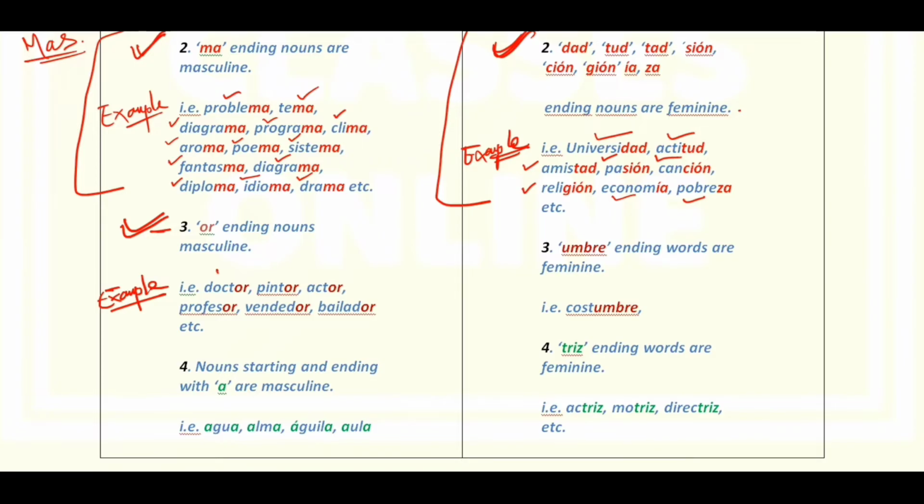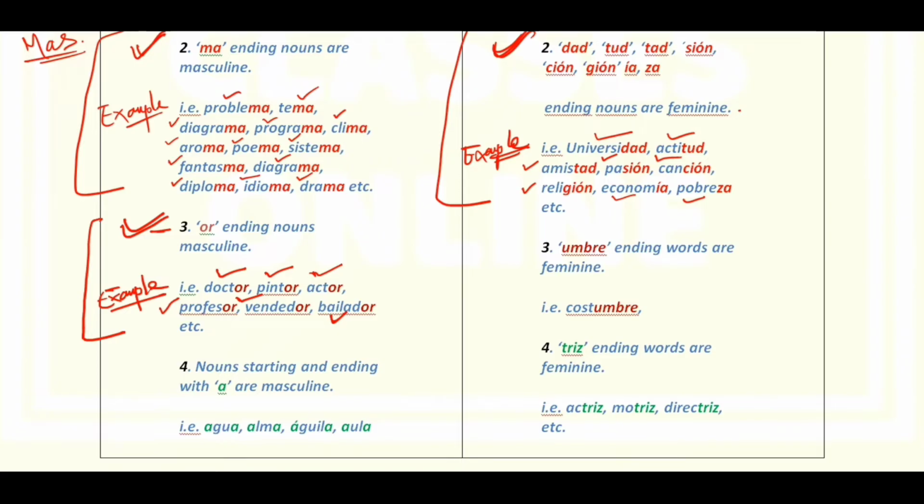I am repeating it: doctor, doctor; pintor, painter; actor, actor; profesor, professor; vendedor, seller; bailador, dancer, etc. This is category 3 where OR-ending nouns are masculine. All those points we have to remember.